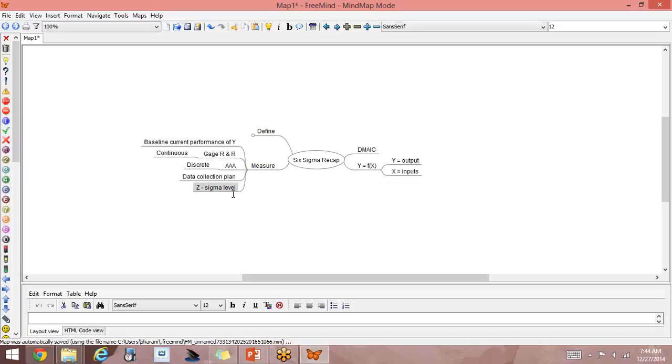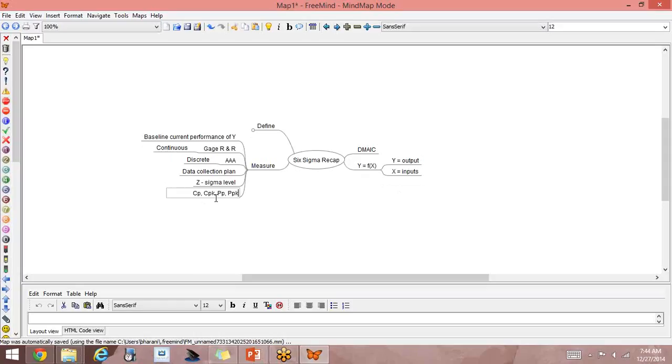This is one thing. Or I can look into CP, CPK or PP, PPK. CP, CPK is for the sigma level short term. PP, PPK is for the long term. I've told you the difference between short term and long term.